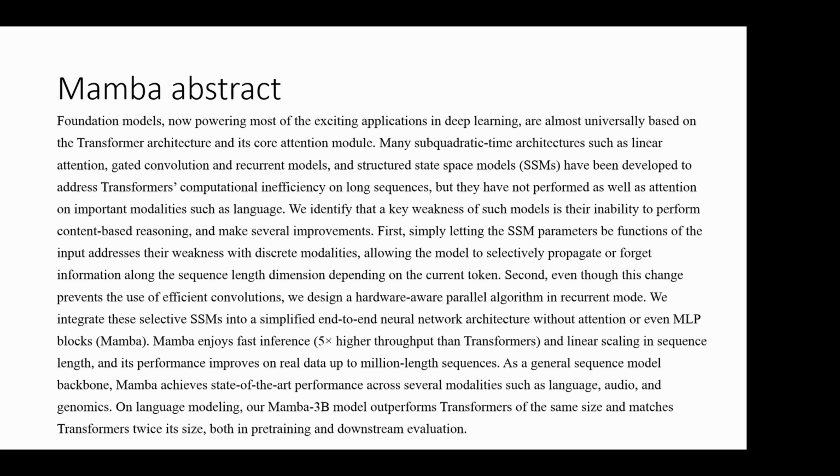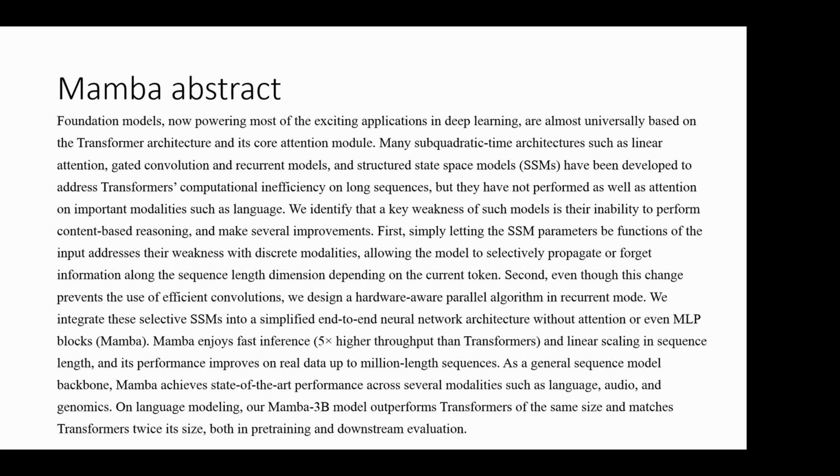Second, even though this change prevents the use of efficient convolutions, we designed a hardware-aware parallel algorithm in recurrent mode. We integrate these selective SSMs into a simplified end-to-end neural network architecture without attention or even MLP blocks. We call this Mamba. Mamba enjoys fast inference, 5 times higher throughput than transformers, and linear scaling in sequence length, and its performance improves on real data up to million-length sequences. They didn't do language at million length, but they did DNA or whatever. As a general sequence model backbone, Mamba achieves state-of-the-art performance across several modalities such as language, audio, and genomics.